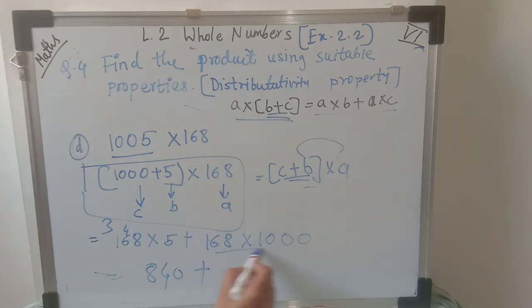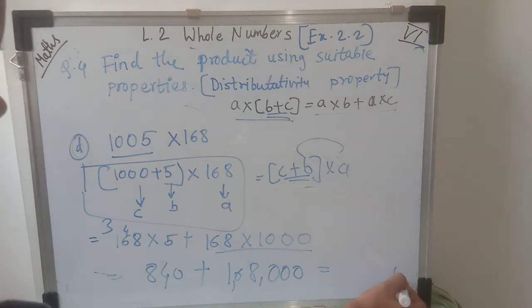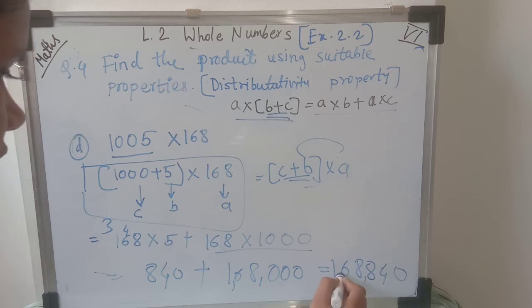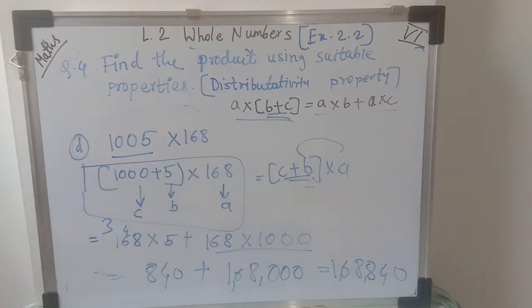Okay, now let's do the multiplication of these two numbers. 1000 is there, how many zeros are there? 3 zeros are there, and write 680 as it is. So here we got the answer. And let's do the addition. 0 plus 0, 4 plus 0 is 4, 8 plus 0 is 8, and 160 added. So here we got the answer 1,68,840.